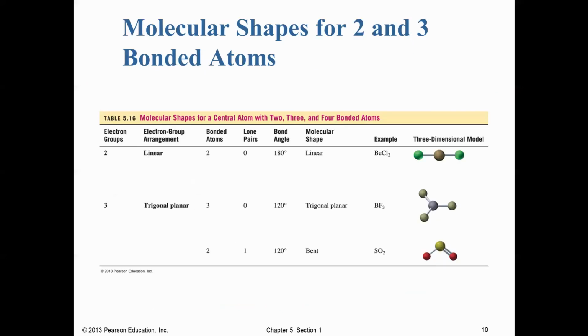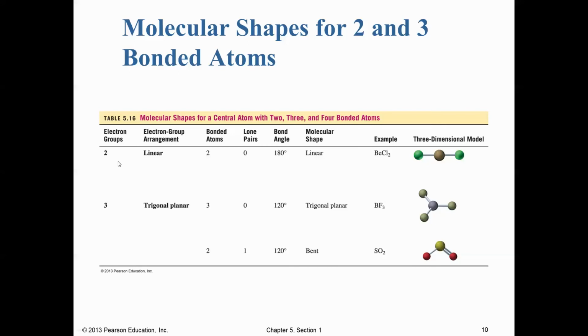Another thing we'll be doing this chapter is learning to predict the shapes of molecules. And in order to predict these shapes, we first have to draw the dot structure or the Lewis structure, 2 different names for the same thing there. And once again, we'll be learning how to do that in a lab, so we're not going to go into that in detail in this video here.